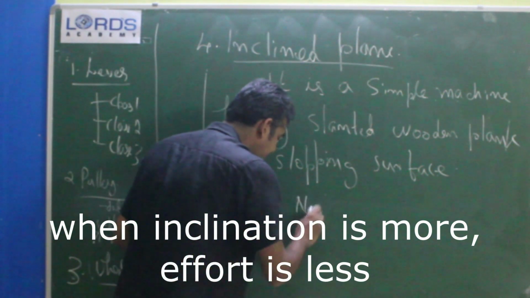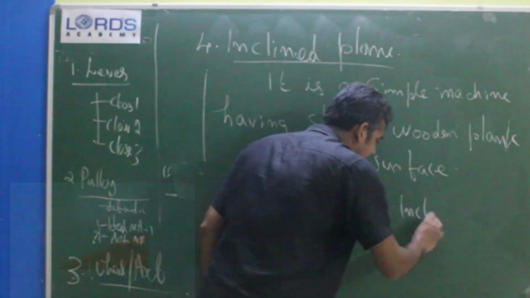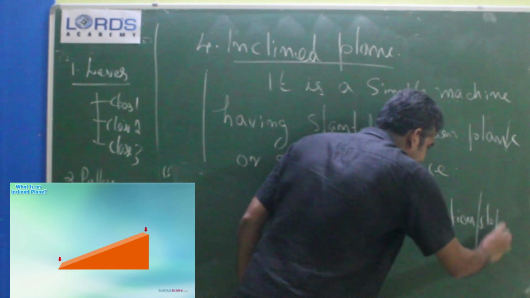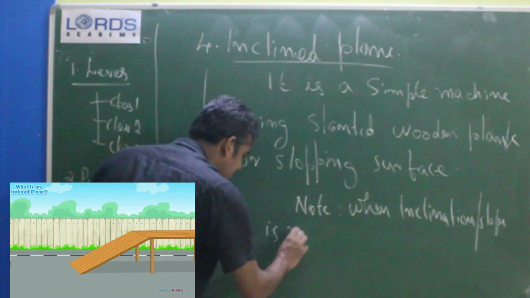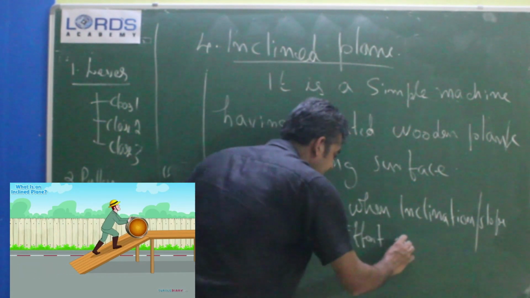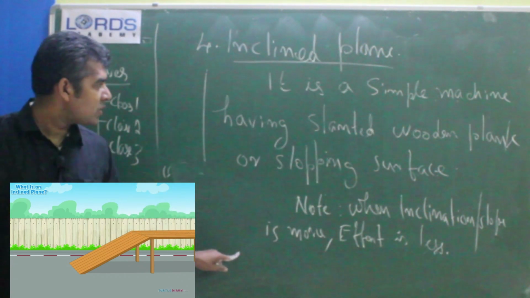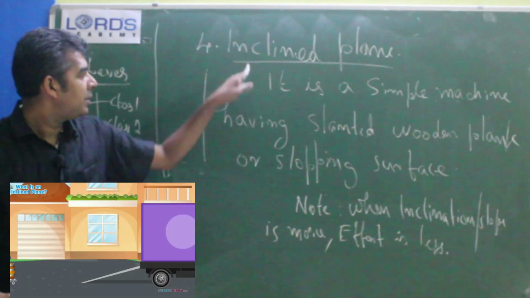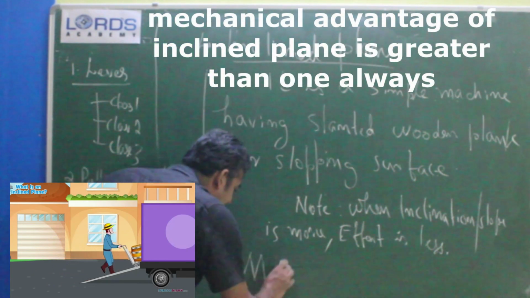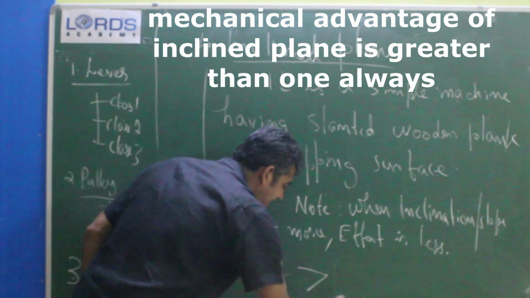Note, when inclination or slope is more, is larger, effort is less. What about mechanical advantage of inclined plane? It is always greater than 1. So mechanical advantage of inclined plane is always greater than 1.